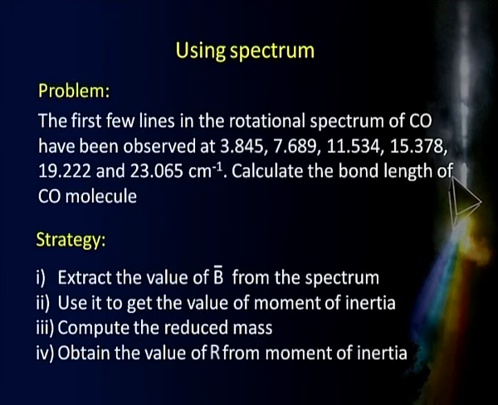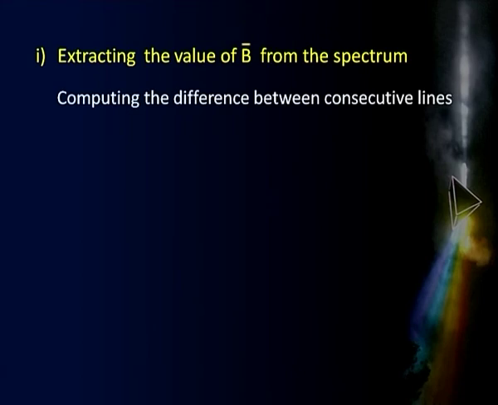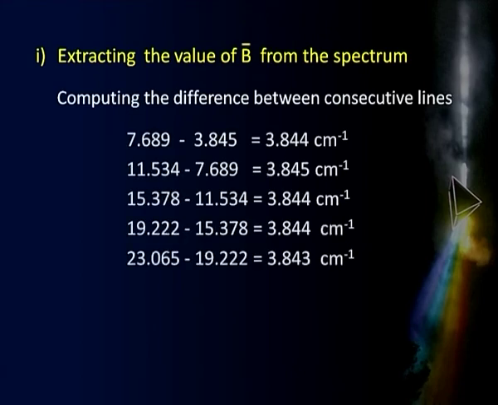We start with the first step, that is extracting the value of b bar from the spectrum. What do we do? We just take consecutive lines which are observed on the experimental spectrum and take their differences. Say this is my second line minus the first one, that comes out to be 3.844 centimeter inverse. I keep doing this with the third line, second and so on and so forth. When I subtract a given line from the succeeding line, I find that the average value of the difference happens to be 3.844 centimeter inverse.